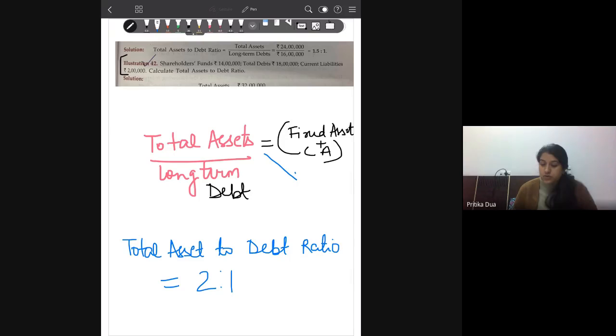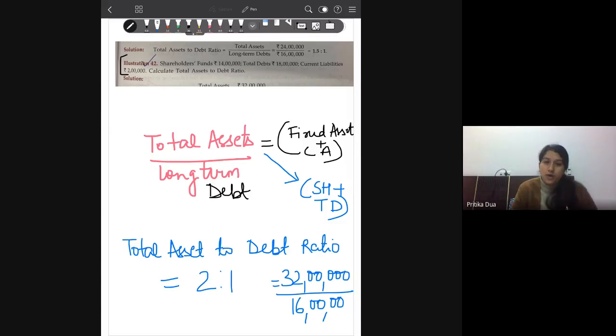So another approach to your total assets can be, since balance sheet asset and liability side is the same, that is they have the same total, तो अलग से आपको फिक्स्ड एसेट्स और करंट एसेट्स यहाँ पर नहीं दिए हुए, तो आप टोटल लाइबिलिटीज क्या बनती हैं फर्म की, वो होंगी शेयर होल्डर फंड्स प्लस टोटल डेट्स. ओके, तो वो आपकी 32 लाख बन जाएगा न्यूमरेटर, and your denominator of long term debt is 16 lakh. So that gives you the ratio of 2:1.